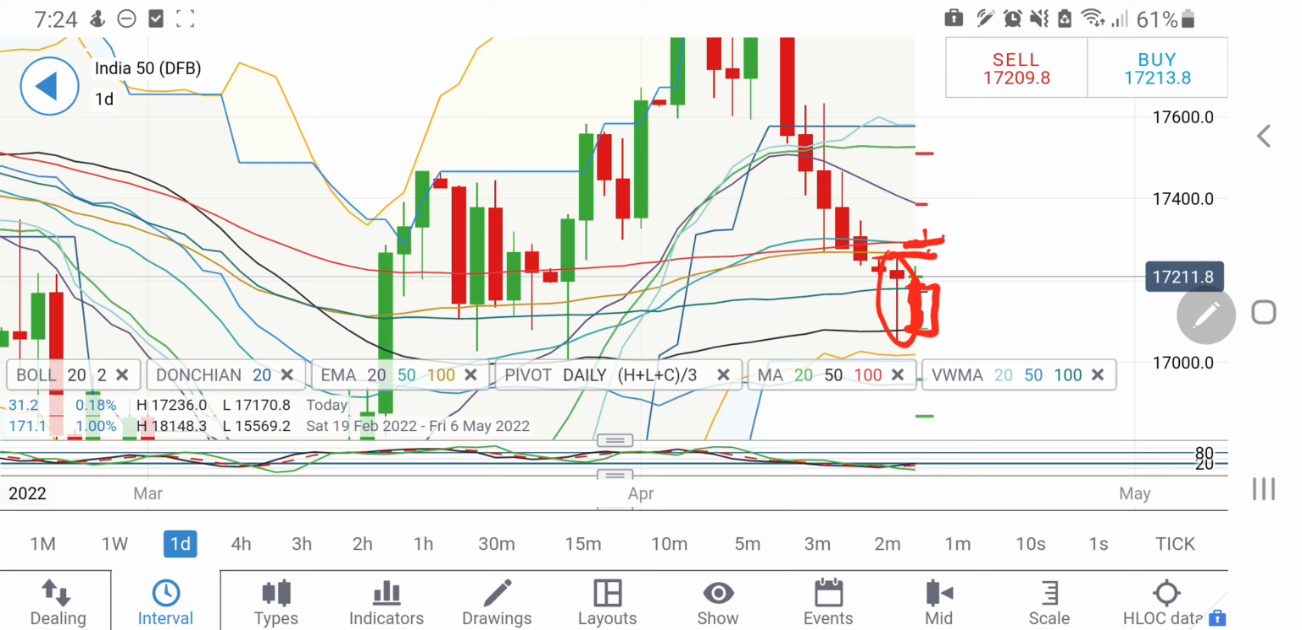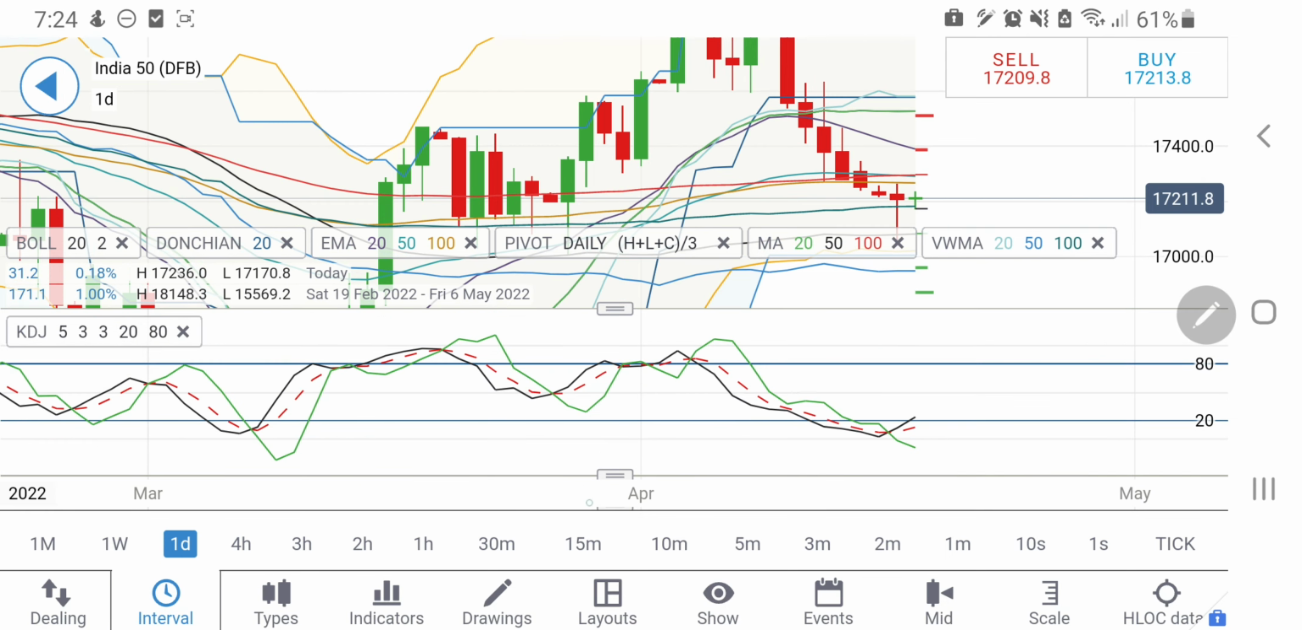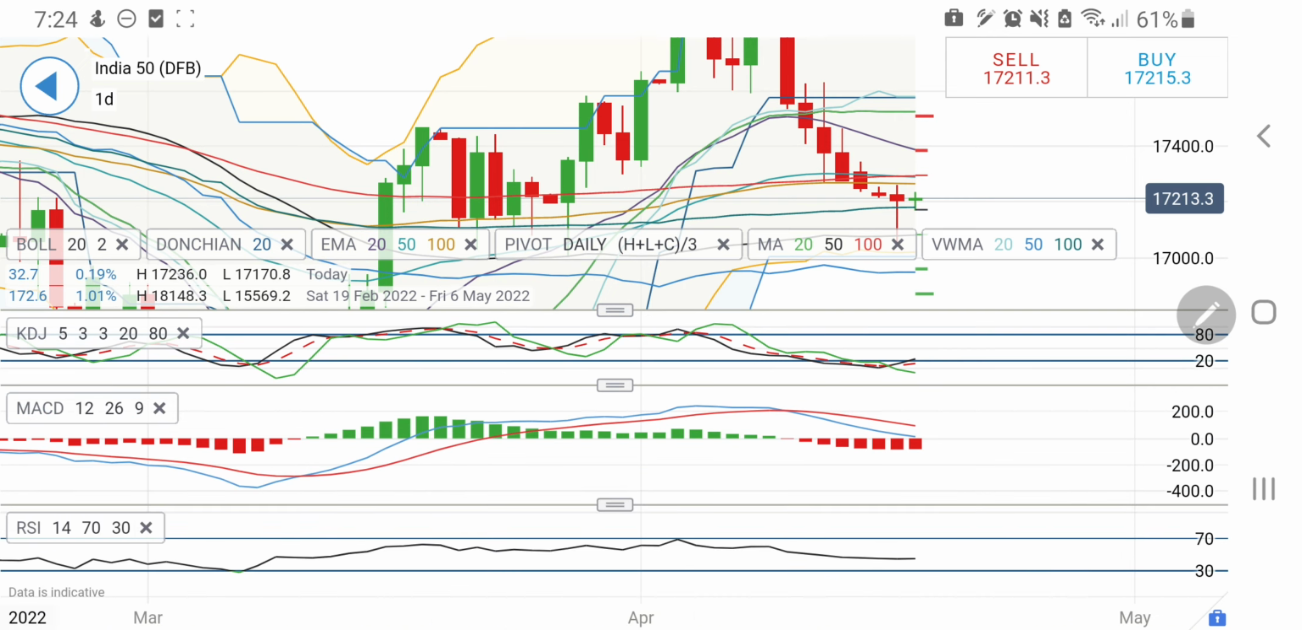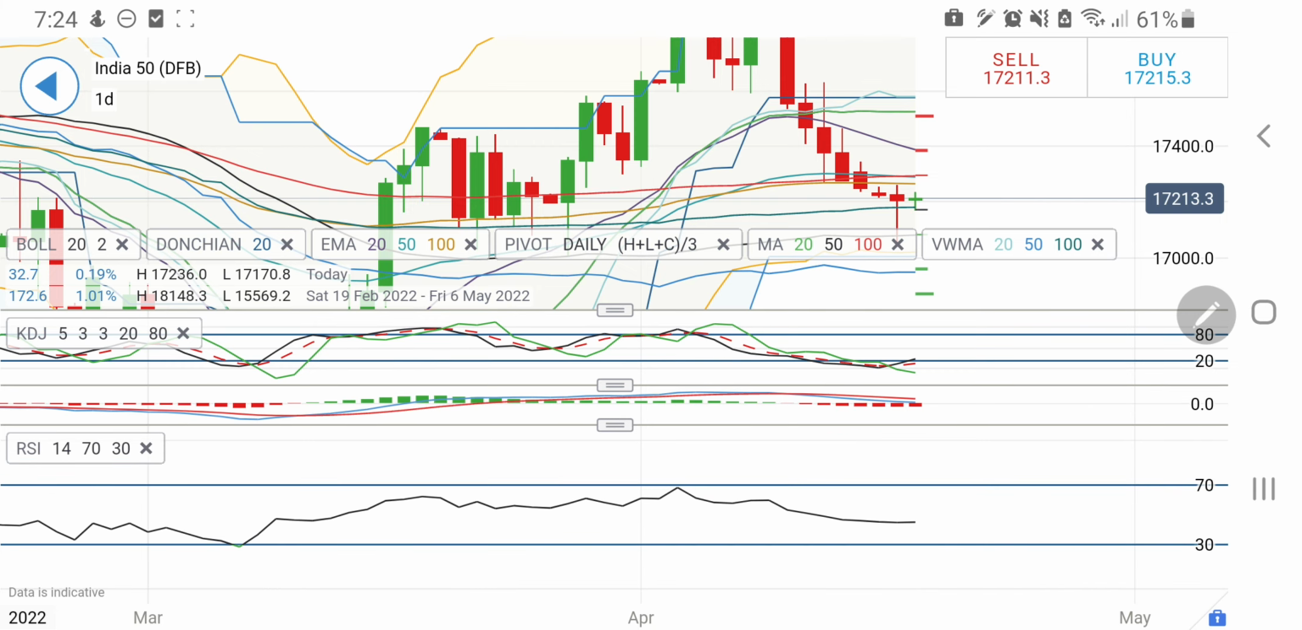Beyond 17300 we can expect it to fly towards 17400, 17500 levels. So yes, above 17300 one can take a long entry. Look at the daily stochastic, it was oversold, now coming back into buy zone here. MACD was in divergence on the sell side, now trying to converge. So take your positions accordingly.